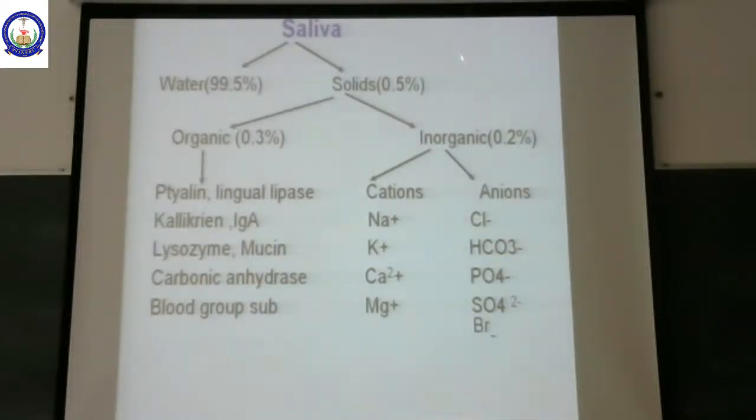Coming to the inorganic solids, which are only about 0.2%. We have positively charged ions and negatively charged ions. Positively charged ions are called cations. These are mainly sodium, potassium, calcium, magnesium. And anions are the negatively charged ions present in the salivary juice. These are mainly chloride, Cl minus, HCO3 minus the bicarbonate ion, PO4 phosphate ions, sulfate ions, and bromide ions. So this is the composition of the salivary juice.